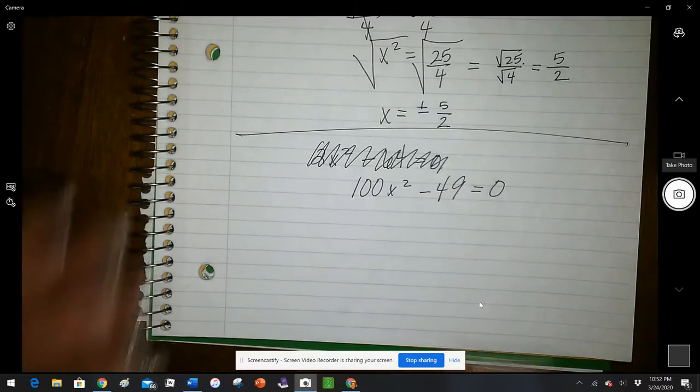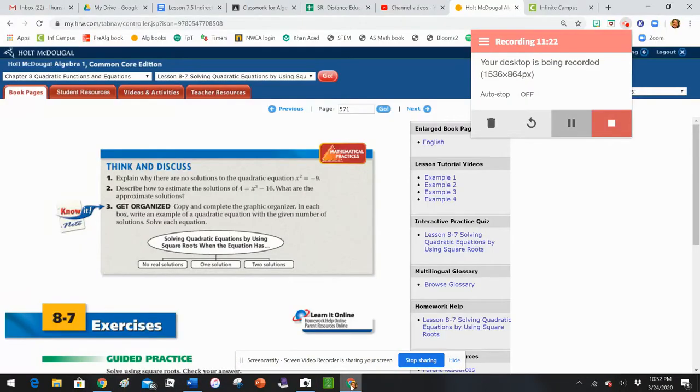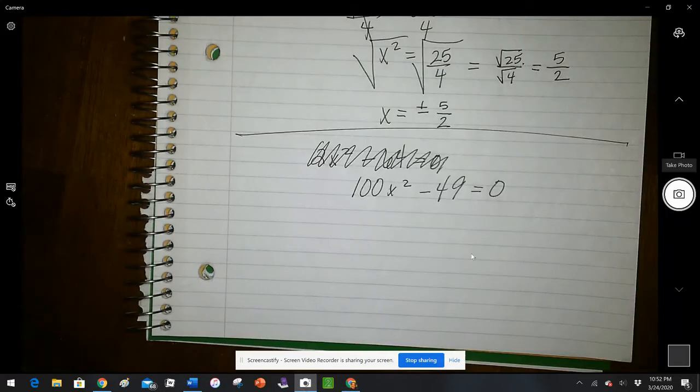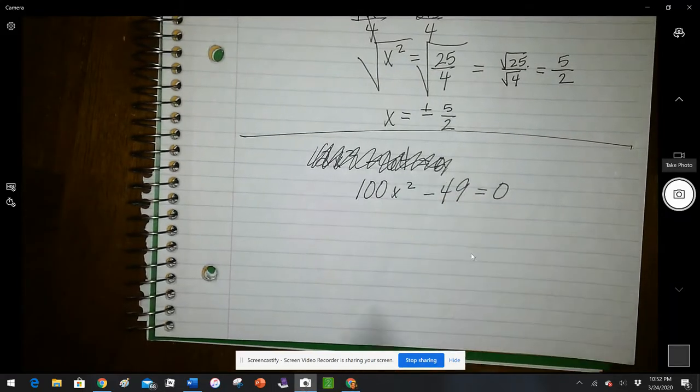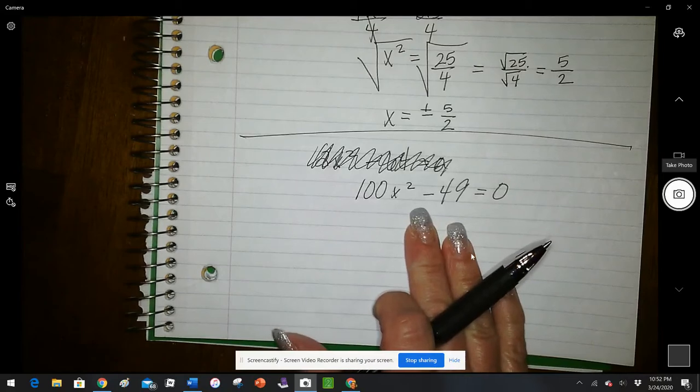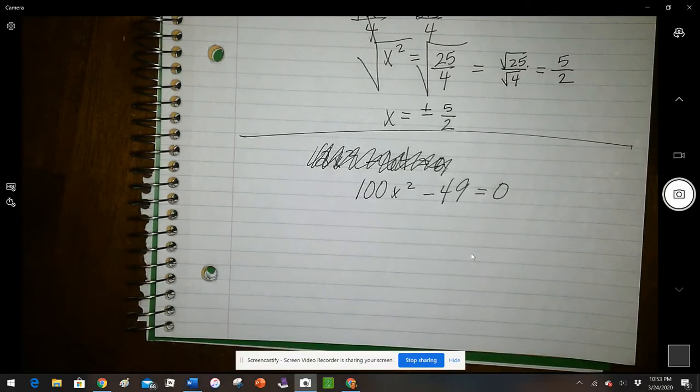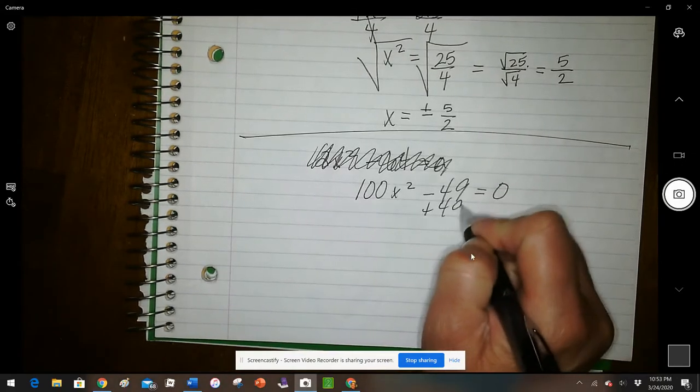Okay, let's go do one like that again. All right, so let's go try this example. I was just checking my recording. I messed up a little bit right here. I got the wrong numbers. But let's go try this example and see if we can do that again. Okay, so I'm going to add 49 to both sides.